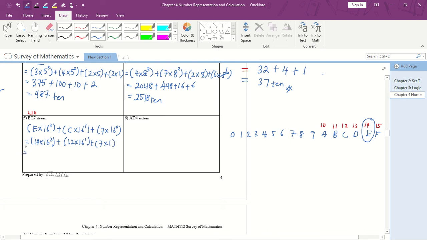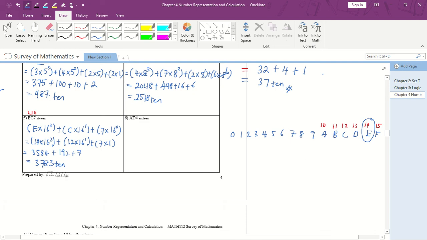And we can calculate what the number is. 14 times 16 squared is equal to 3584. 12 times 16 is equal to 192. 7 times 1 is equal to 7. And when we add up, 3584 plus 192 plus 7 is equal to 3783. And this is, of course, base 10. It's kind of easy, right, when you get the concept on how to convert back to base 10.